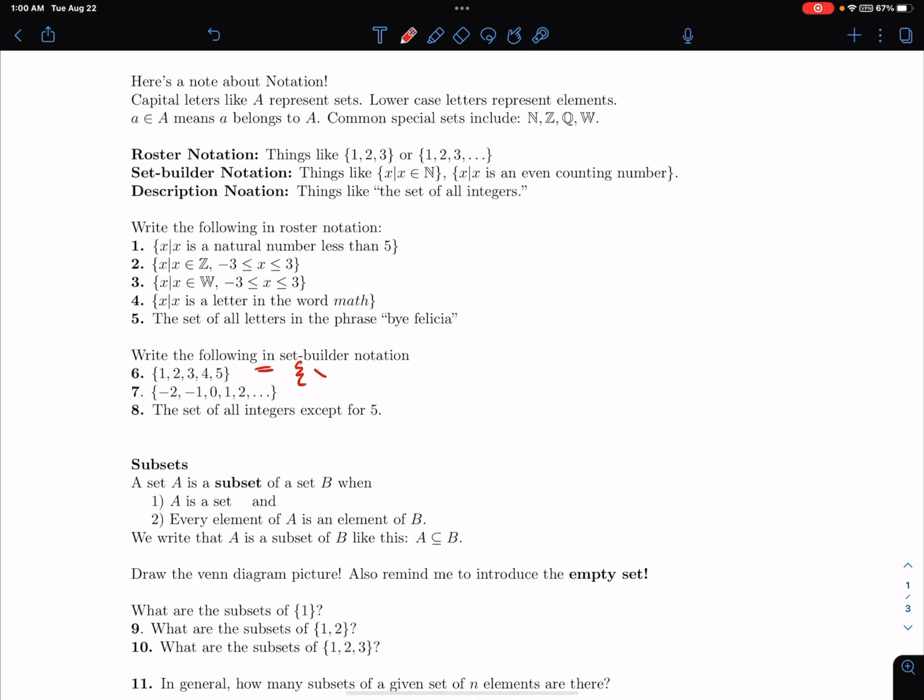We'll start with the usual: all x such that x is, looking at 1, 2, 3, 4, 5, it looks like those are natural numbers. And I want them to be less than or equal to 5. So I'm going to say less than or equal to 5.